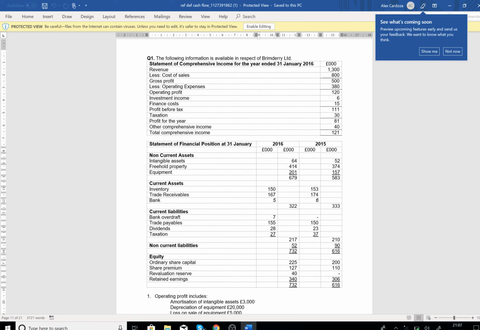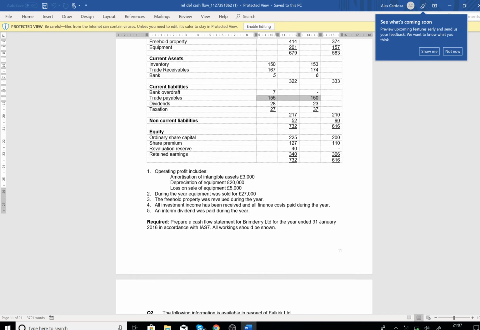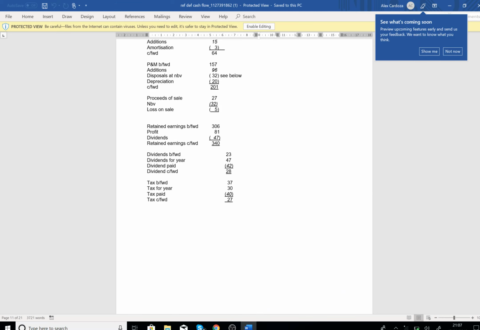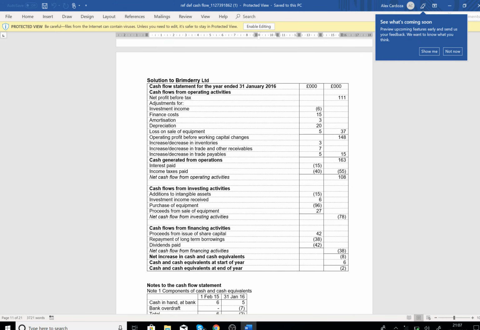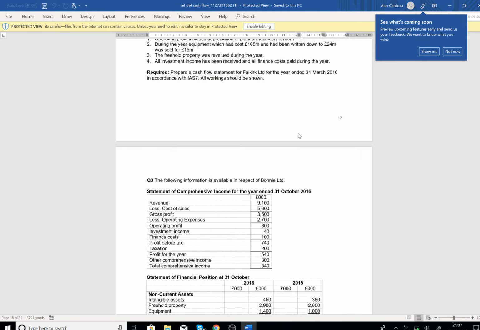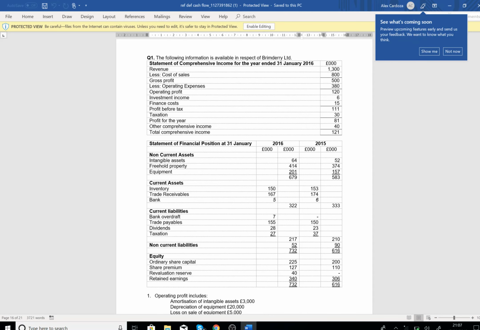So 174 minus 167, that's 7. And that's 3. And then your trade payables is the last one, and you've had an increase in your trade payables of 5. So if we go down here, you've got 5 here, a 5 increase, a 7 increase, and a 3 increase. And the way you get to those is you just minus 1 year from the other year. So you minus 153 from 150.